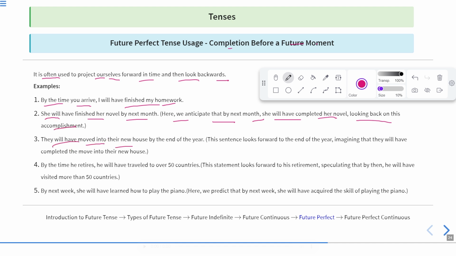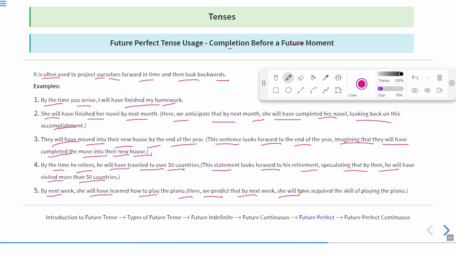They will have moved into their new house by the end of the year. The sentence looks forward to the end of the year, imagining that they will have moved into their new house. By the time he retires, he will have traveled to over 50 countries. This statement looks forward to his retirement, speculating that by then he will have visited more than 50 countries. By next week, she will have learned how to play the piano. Here we predict that by next week, she will have acquired the skill of playing the piano. Okay, now let us move to the next one.